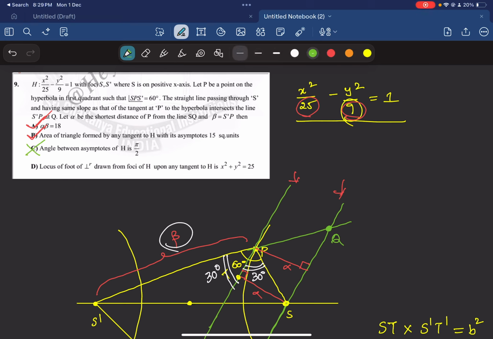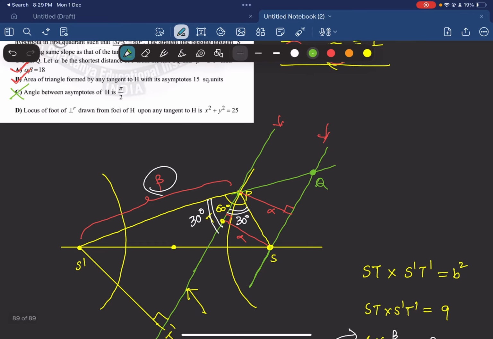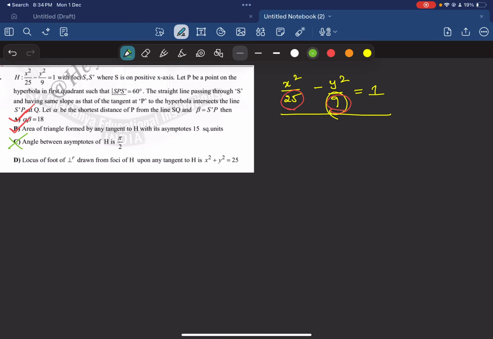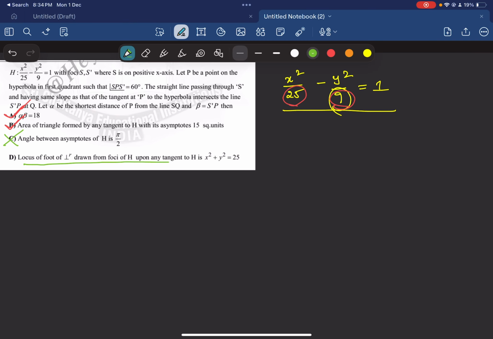Next, the fourth option says the locus of foot of the perpendicular drawn from foci of H upon any tangent to H is x square plus y square equals 25. What is this? This is just the definition of your auxiliary circle.